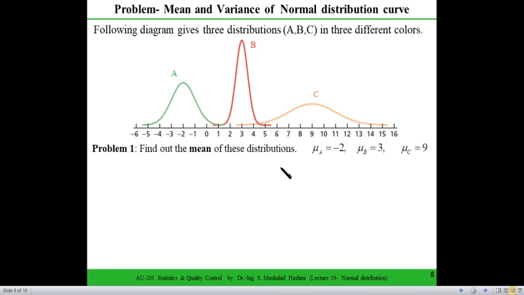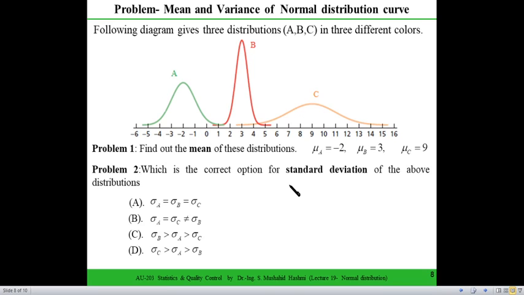So it is where the maximum value of the curve lies that represents the mean value. If you plot the distribution, you can easily work out the mean value, or if you know the mean value as well as the standard deviation, you can plot the curve.